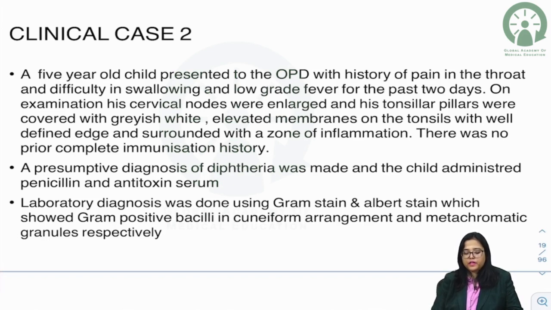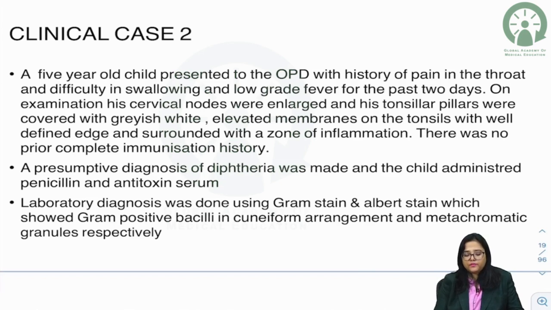A presumptive diagnosis of diphtheria was made and the child was administered penicillin and antitoxin serum. Laboratory diagnosis with Gram stain and Albert stain showed gram-positive bacilli in cuneiform arrangement and metachromatic granules respectively. So let us take out the key points in respect to this clinical scenario.